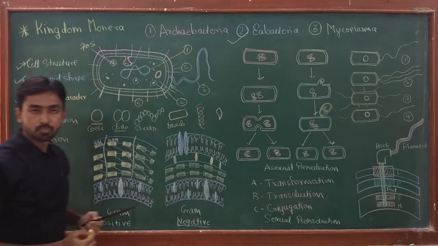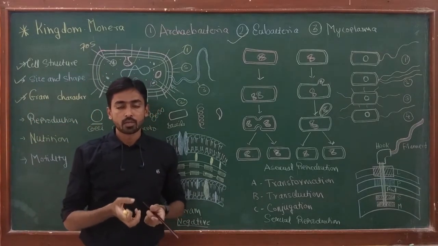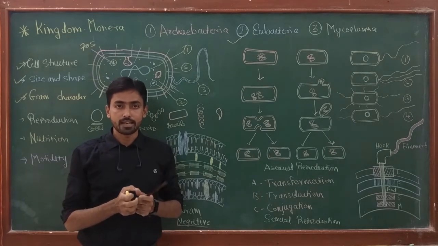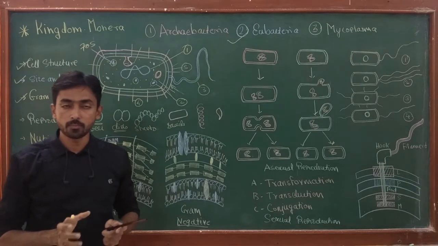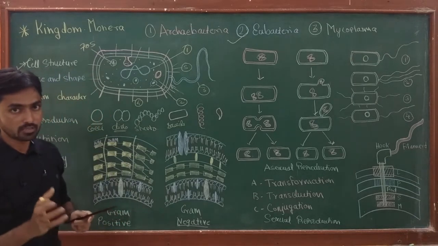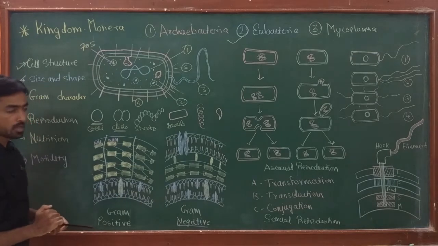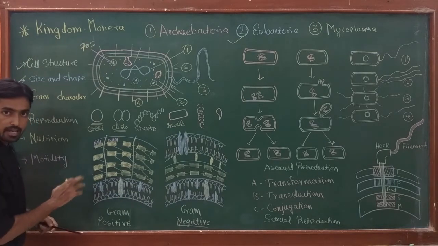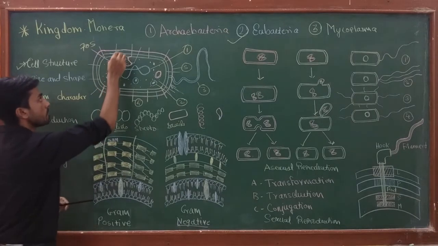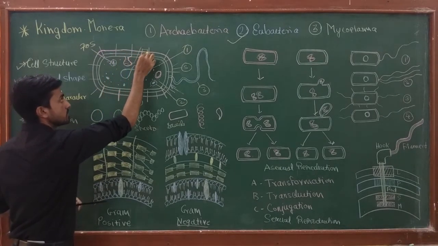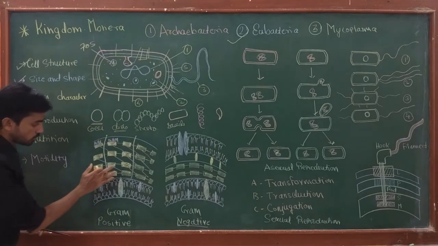Gram discovered a technique of staining bacterial cells, and on the basis of the result, he categorized the bacteria into two different groups: gram positive organisms and gram negative organisms. What is the major difference between gram positive and gram negative organisms? The difference lies in the cell wall structure of the bacteria. If I enlarge this portion of the bacterial cell wall, it is going to look like this.